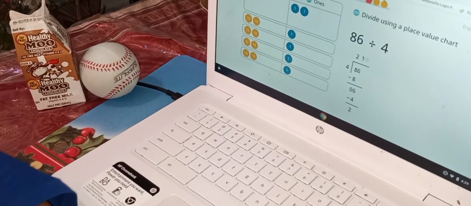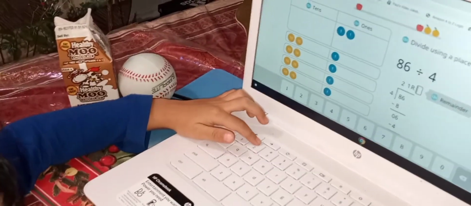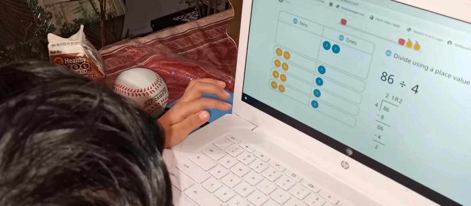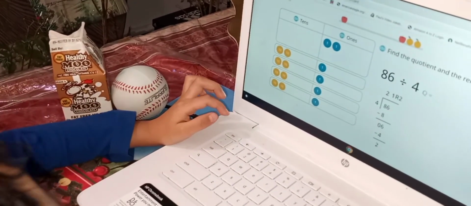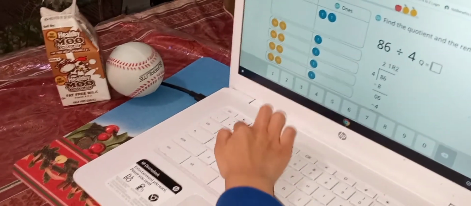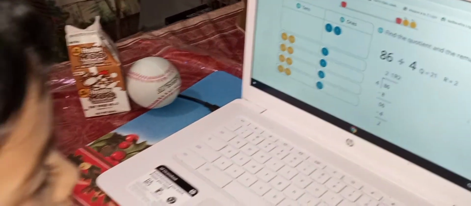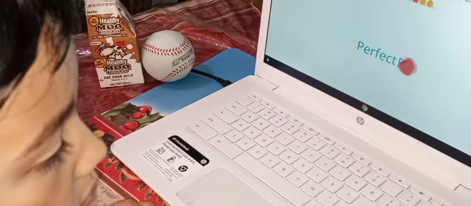2. Can you divide 2 by 4? No, that would be your remainder. 2. So your quotient is? 21. And your remainder is? 2. Very good.